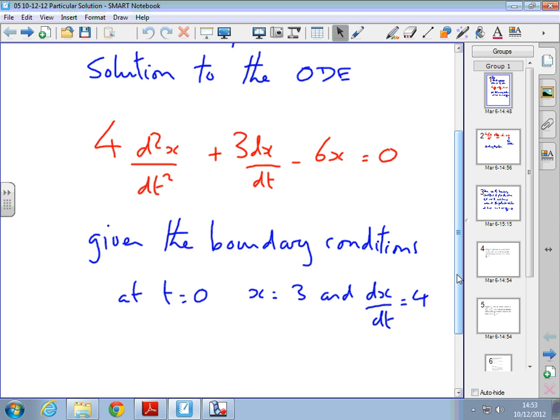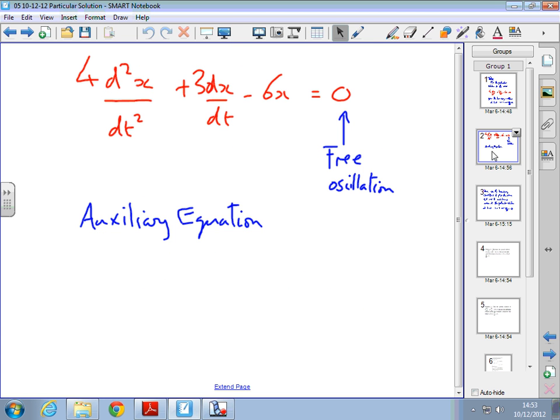Right, what's step 1 on that piece of paper that we had? Yep, so form the auxiliary equation, in other words, by changing these differentials to m's. So first of all, we're going to look at solving the auxiliary, noting that the right-hand side is 0, which means it's a free oscillation. There's no driving force. It's just been given an initial impulse, and it's going to die away naturally to 0.